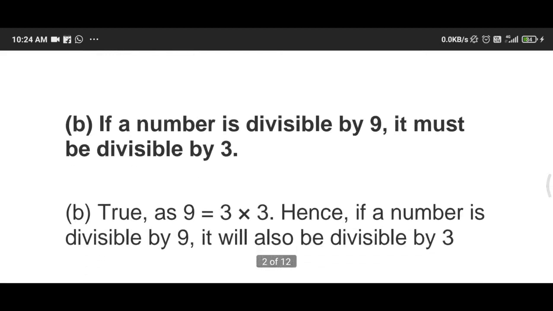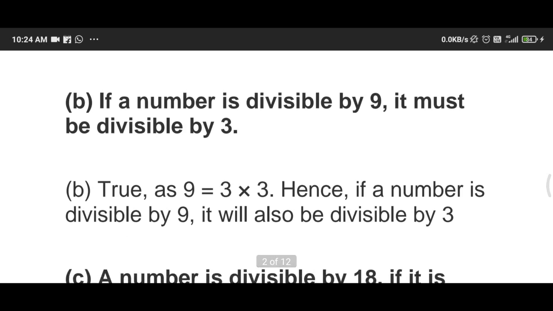Now it's B part. If a number is divisible by 9, it must be divisible by 3. It is true because 3 is a factor of 9. So whatever numbers are divisible by 9 are also divisible by its factors.